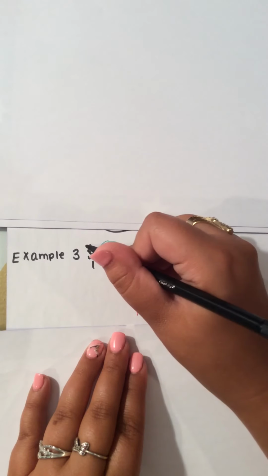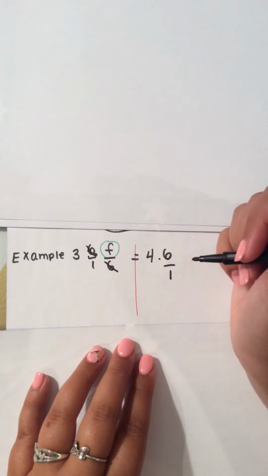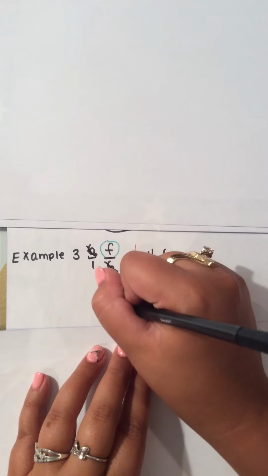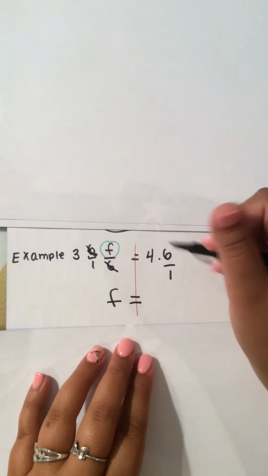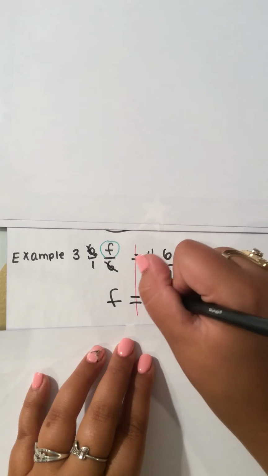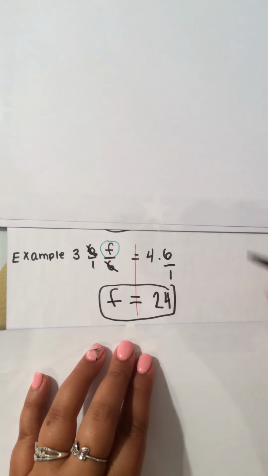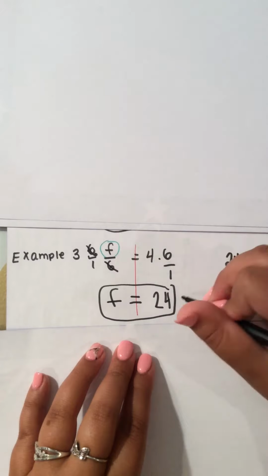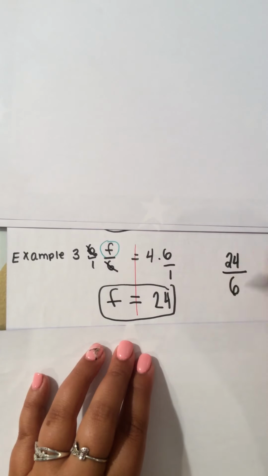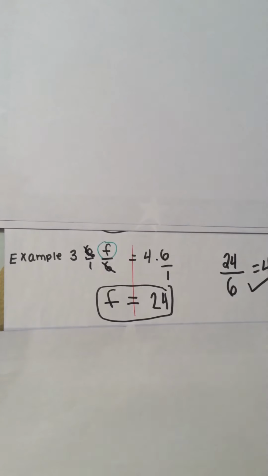This and this 6 are going to go bye-bye. They cancel out, and you're going to be left with f over 1. Anything over 1 is itself. So I'm just going to be left with f, which equals, and then I'm just going to multiply 4 times 6, 24. So f equals 24. If you want to check it, just substitute 24 in for f. Well, 24 divided by 6 does in fact equal 4. Checked. Always check your answers if you're hesitant. That's not a problem to do.